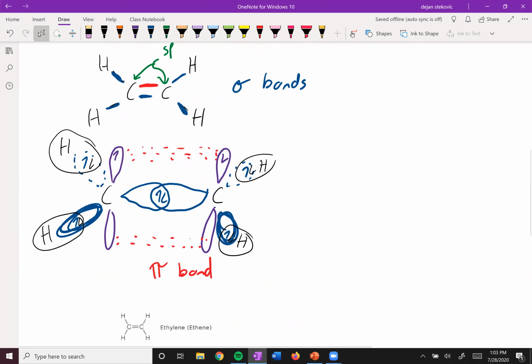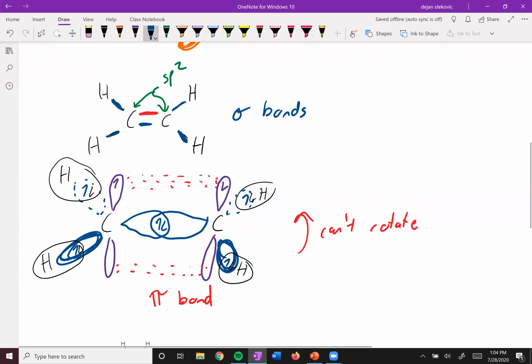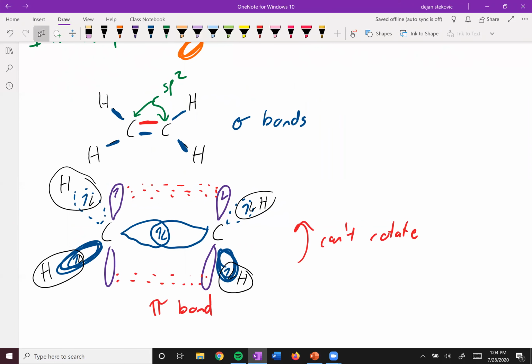So one thing that you should notice here is that we can no longer rotate. If we were to rotate, we would break this bond right here. And so we can't break that bond. And so we are no longer allowed to rotate. And so this compound here has 5 sigma bonds and then 1 pi bond.